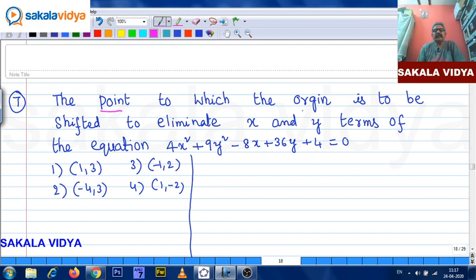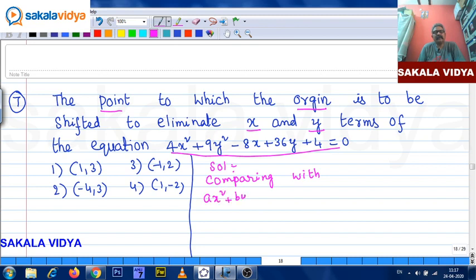The point to which the origin is to be shifted so as to remove the first two degree terms in this equation. This can be done in four ways, but the formula method is better for this one. Comparing with ax square plus by square plus 2gx plus 2fy plus c equals 0.